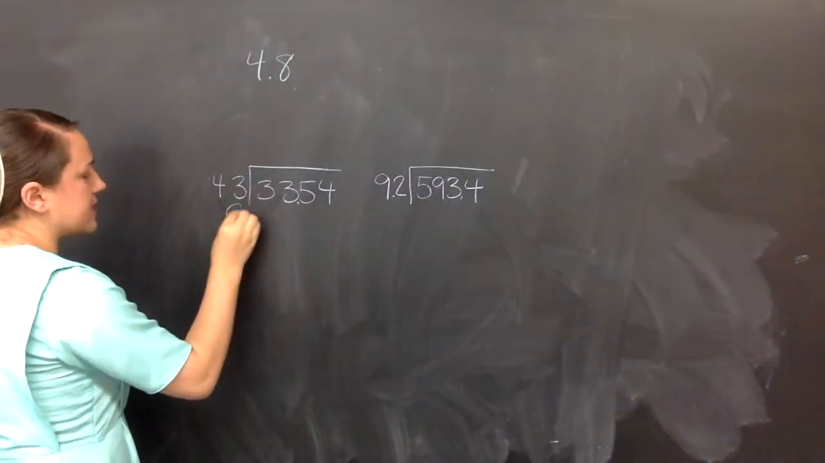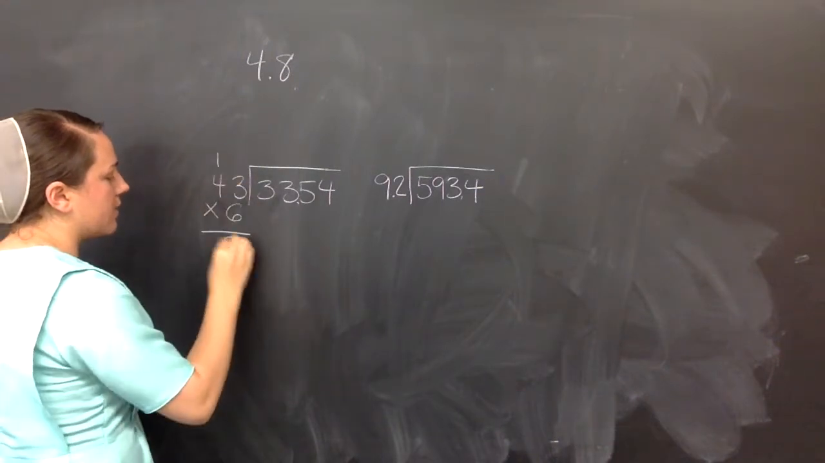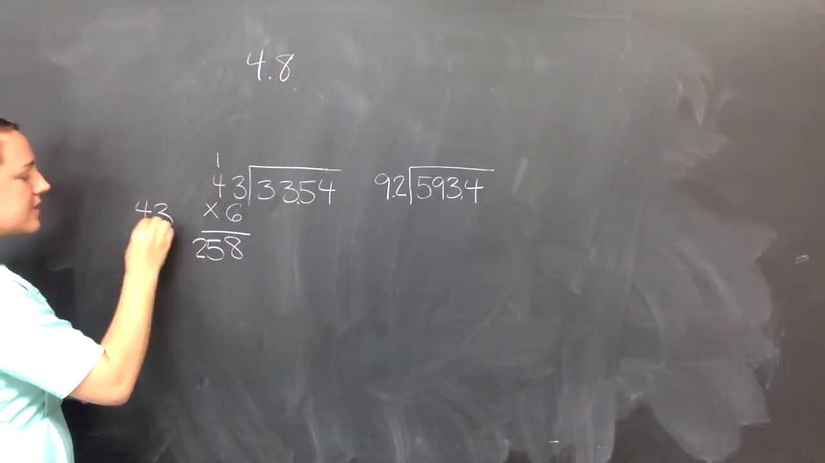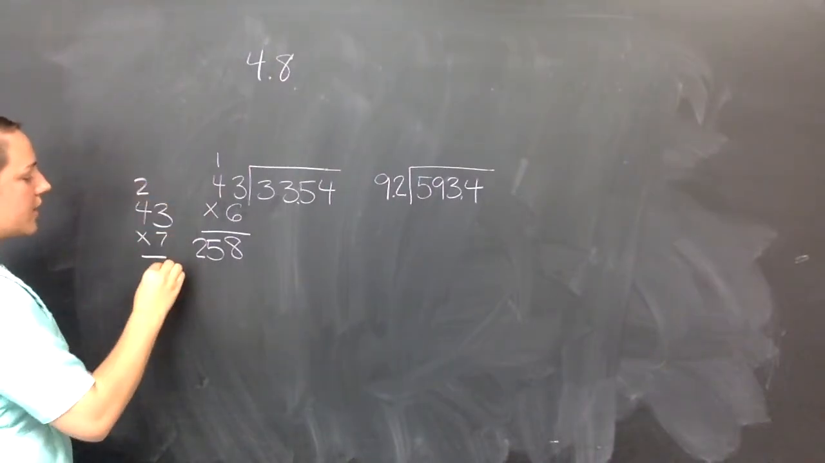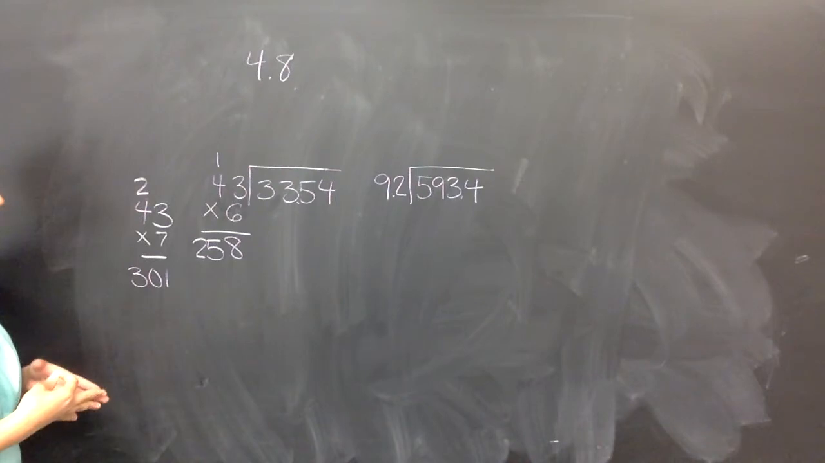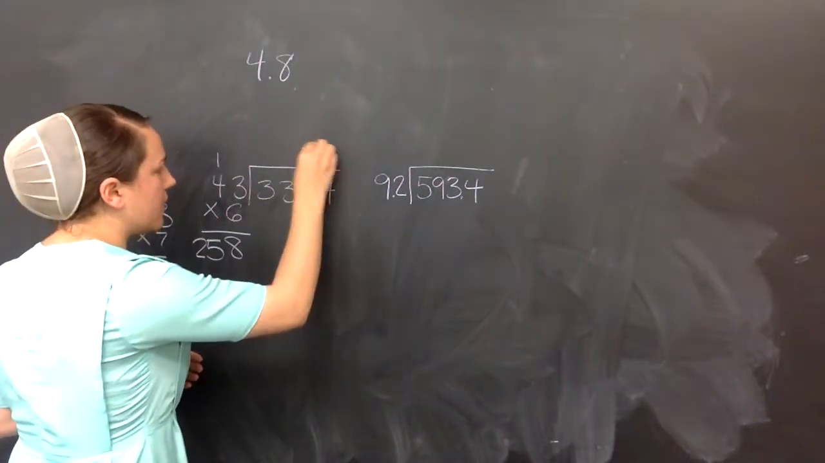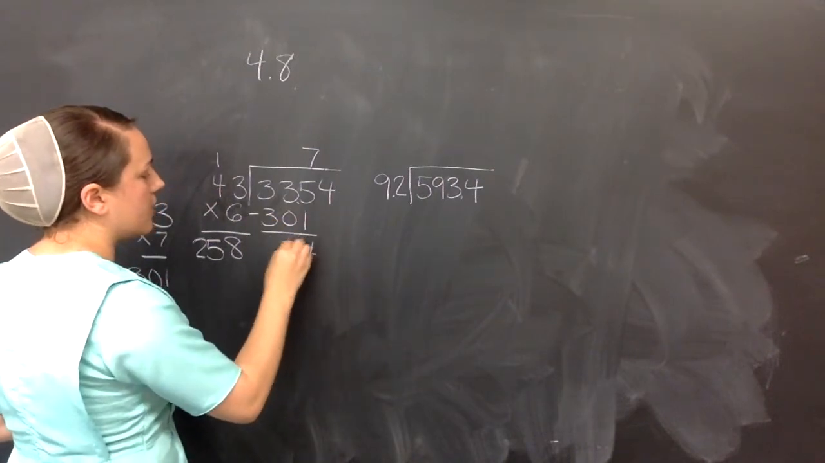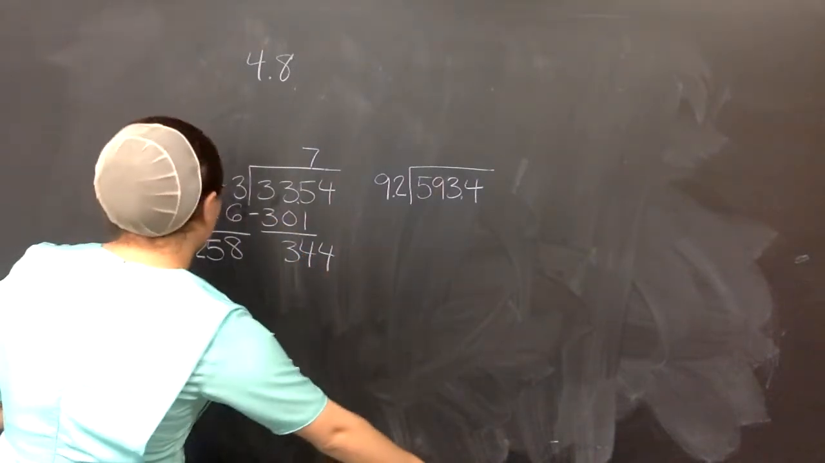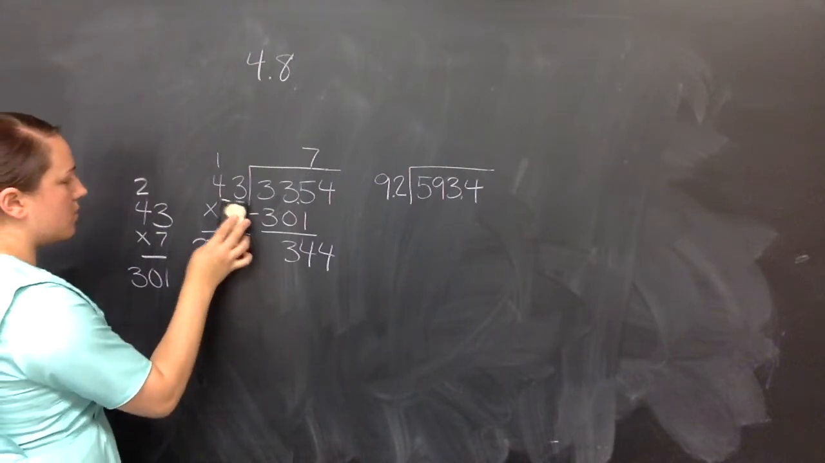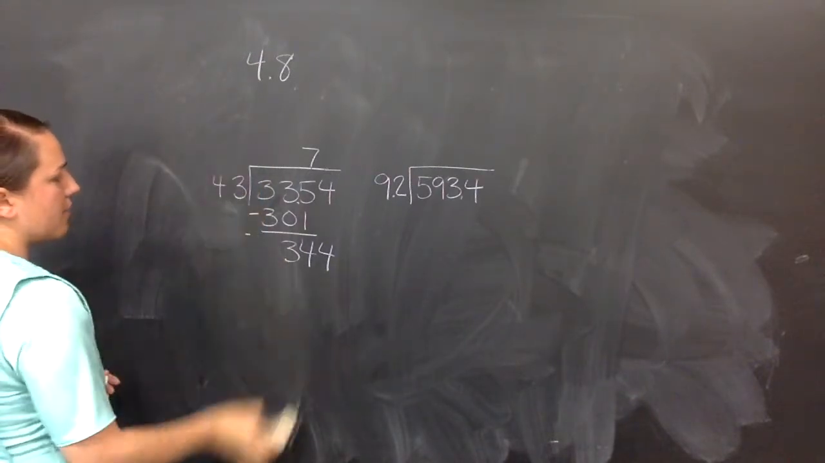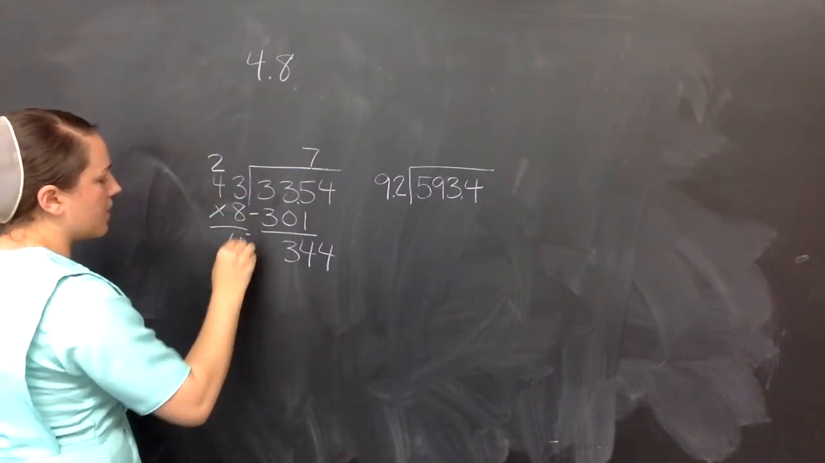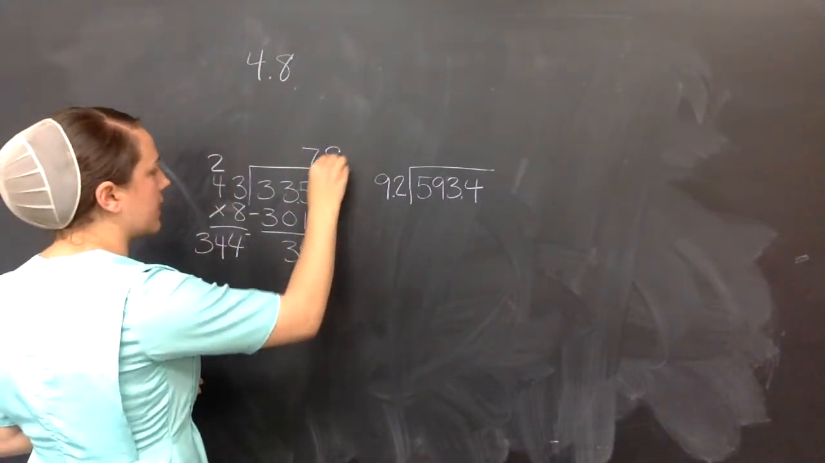So let's try 6 here. Multiply. Possibly 7 would work. Let's see if 7 would work here. Yes, it would. So let's use the number 7. We need to subtract. So subtract 301. Now bring down. Okay, now we need to multiply again. Let's try multiplying by 8. That comes out perfectly.